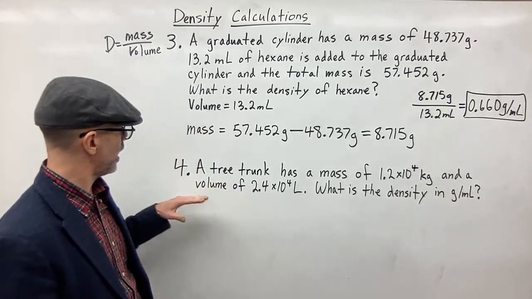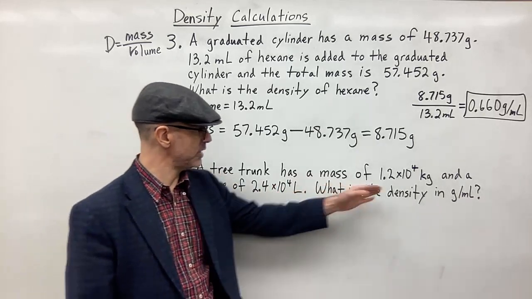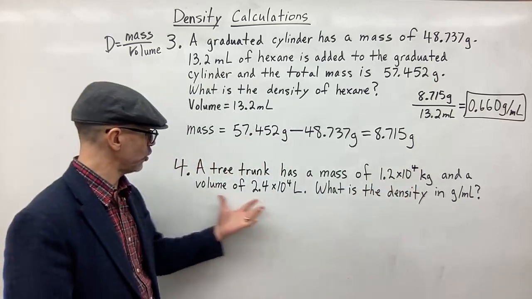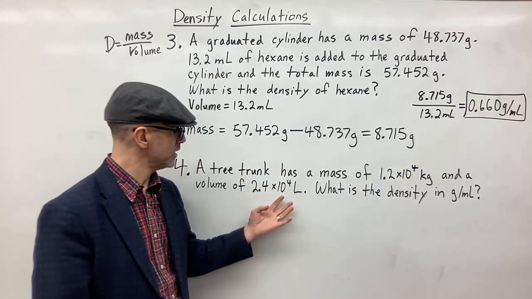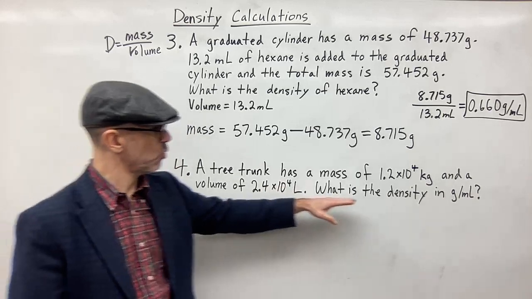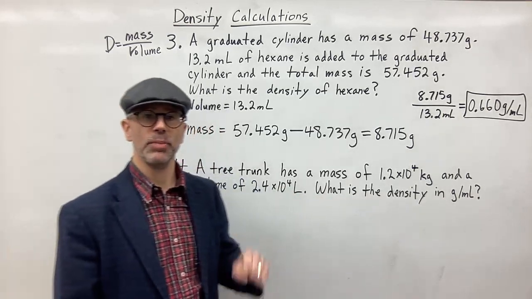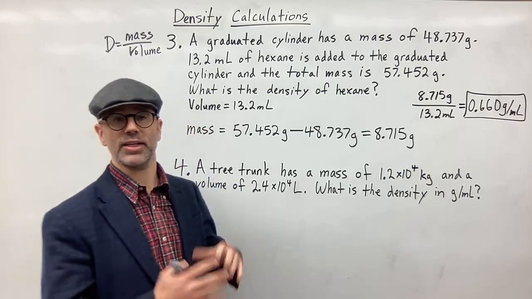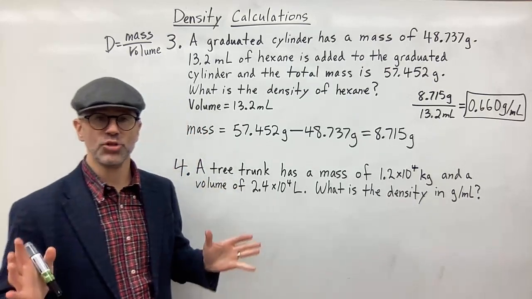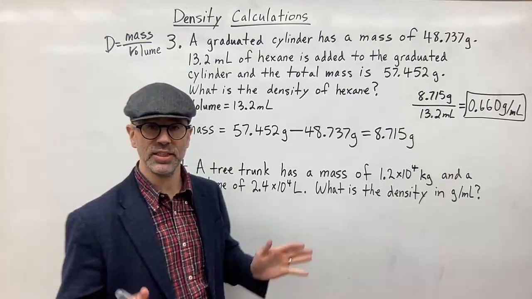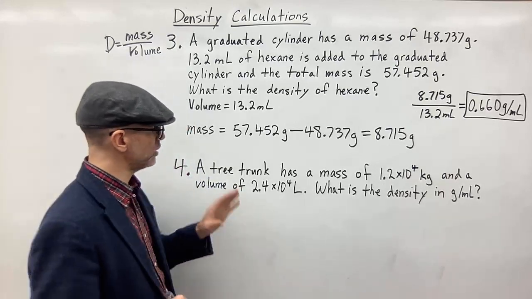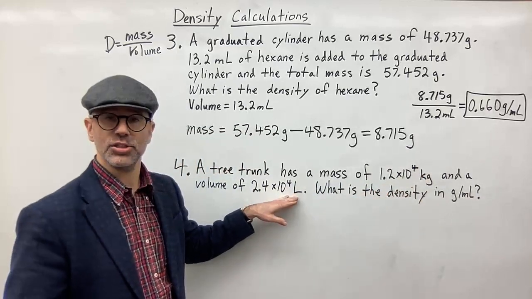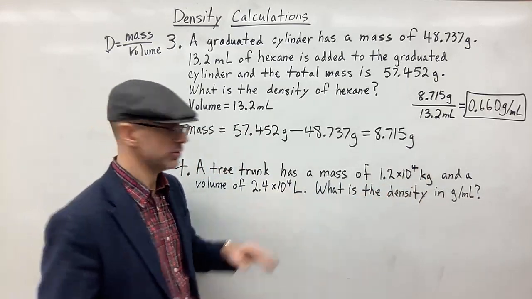Here, I have a tree trunk that has a mass of 1.2 times 10 to the 4 kilograms and a volume of 2.4 times 10 to the 4 liters. What is the density in grams per milliliter? So here I don't need to calculate the mass. I don't need to calculate volume. So there's no subtraction or addition involved in this. But I do need to convert the kilograms to grams and liters to milliliters.